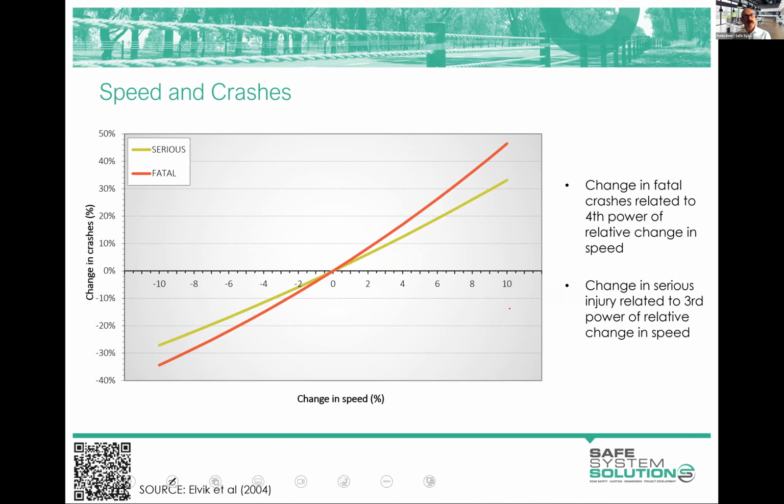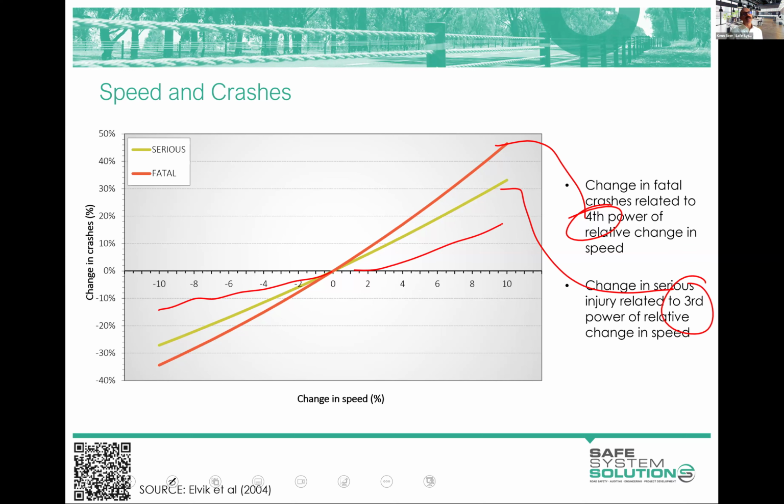relationship: for fatal crashes, there's a fourth power relationship between fatal crashes and change in speed. That just means small changes in speed result in big changes in fatalities. It's a third power relationship for serious injury, and about a second power relationship for all crashes.